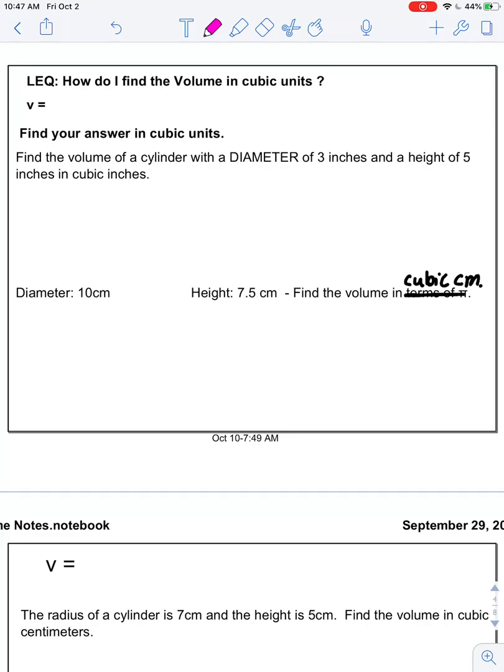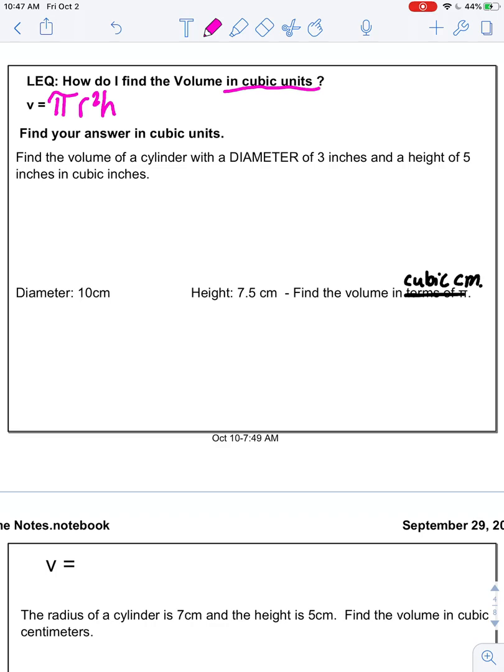All right, we're going to talk about another way to find volume, which is in cubic units, or if it just asks you to find the volume. So we still need our same volume formula for a cylinder, V equals pi r squared h. So we're finding our answer in cubic units. What that means is we are actually multiplying 3.14 in for pi, so we are not going to have the pi symbol in our answer. Let's take a look at what that looks like.